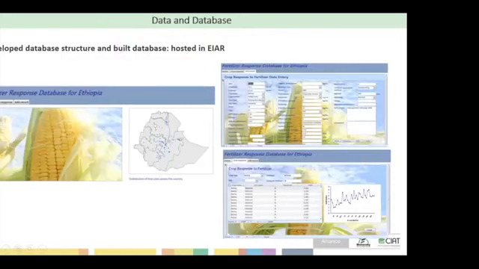Then, with that review data set, we created a quick database. This was the initial one. Our effort is to demonstrate what is possible, so we create awareness among other colleagues so that they can also be ready to share and support what we are trying to do. In that exercise, we hosted the database for different crops based on those reviewed data sets. EIAR, the Ethiopian Institute of Agriculture Research, led the research exercise. Next slide.